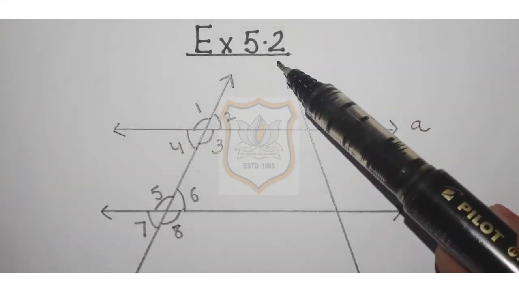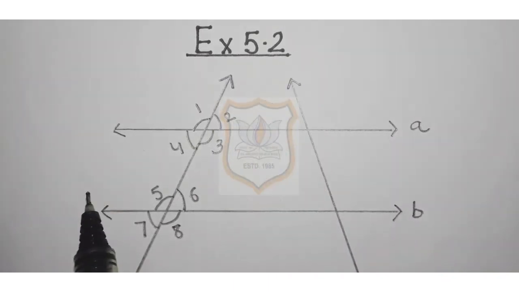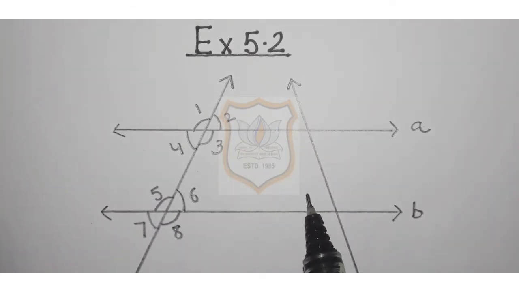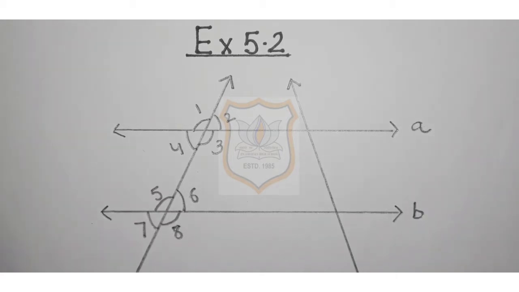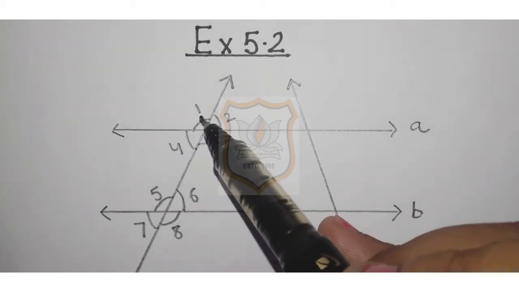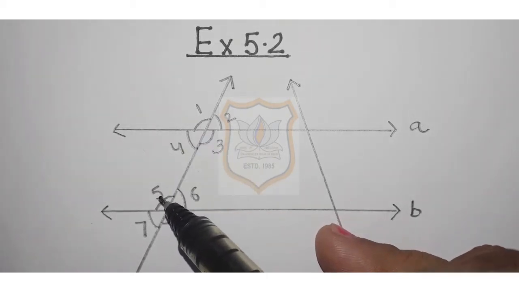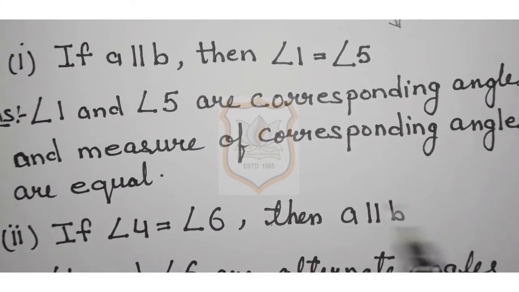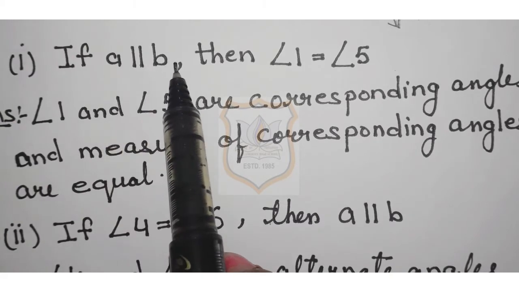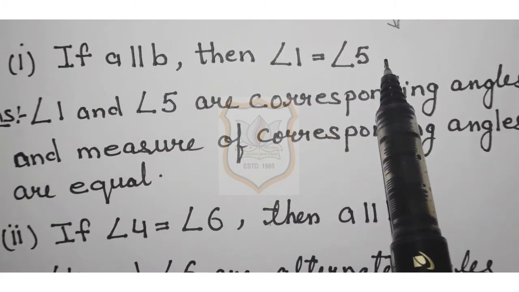Students, look at this figure very carefully. This is exercise 5.2, question number 1, part 1. You have to draw this figure with the help of pencil in your notebook. Now first part of question number 1 is, if A is parallel to B, then angle 1 is equal to angle 5. The reason that you have to give.